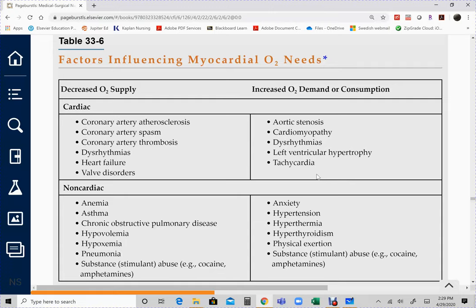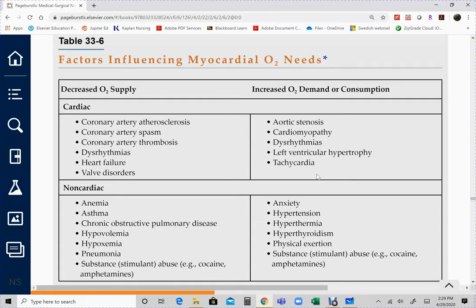Other non-cardiac causes are anemia. You have anemia, so you have low oxygen carrying capacity, you have fewer red blood cells to carry oxygen, therefore that will lead to decreased oxygen supply, not only to the myocardium, but for the rest of the body. And the same goes for asthma and COPD. Your oxygen levels in the blood drop, right? So all of these conditions will lead to decreased oxygen delivery to the myocardium. And then same thing with pneumonia.